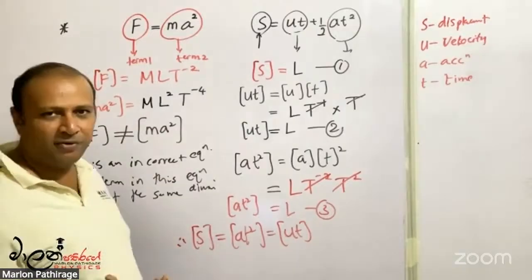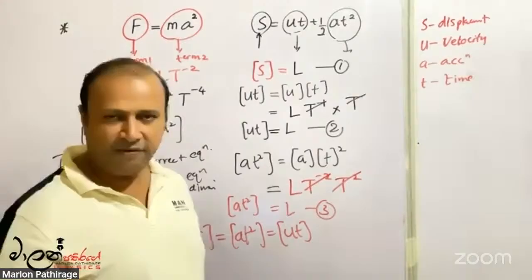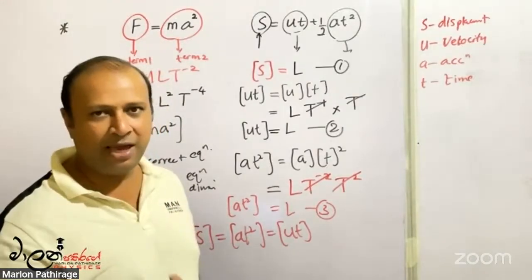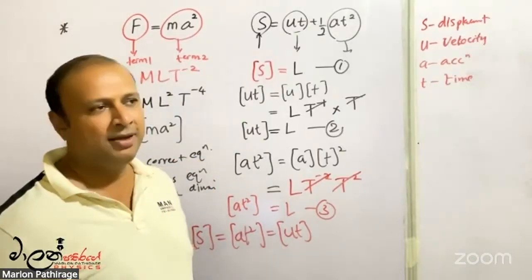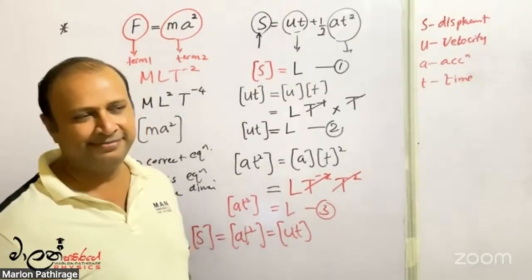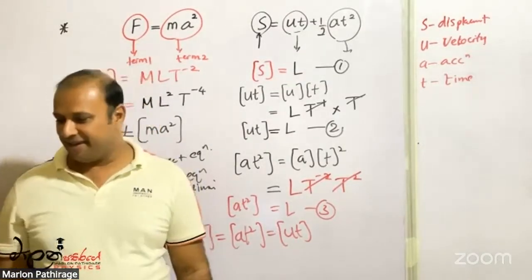Therefore, if there is an equation, definitely all the terms in that equation should have the same dimension. Is that clear? If it is clear, please raise your hand.